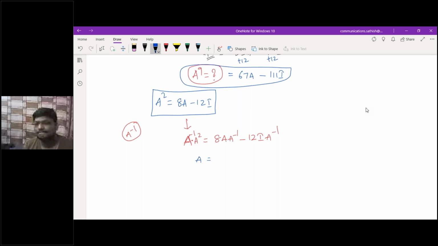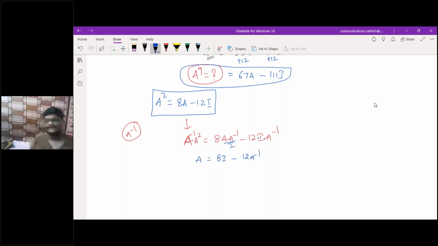Am I right? Yes, sir. Then A inverse is nothing but what? This is I, which is 8I minus 12 into A inverse. Because any matrix, if it is multiplied with your identity matrix, you will have the same matrix only, or not? Yes, sir.